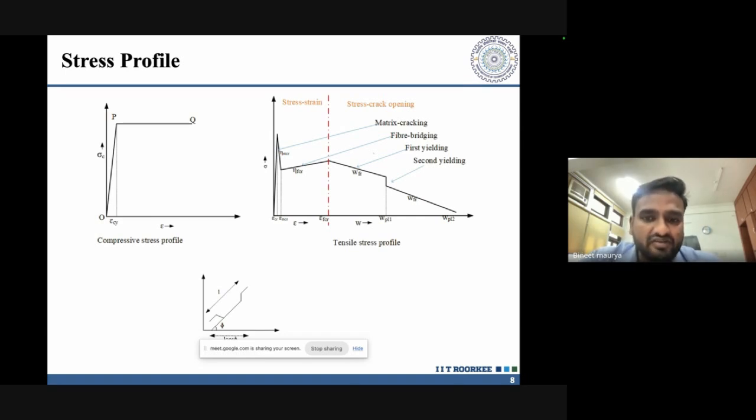So what will happen when the fiber tries to get pulled out? There will be yielding, because the fiber is hooked. At two different points there will be yielding, and simultaneously it will yield and get pulled out. While pulled out, there will be some loss of frictional resistance, and once both yieldings have been completed, there will be one more yielding. This is how the stress carrying capacity decreases, and again there is a loss of frictional resistance. So this is how the fiber orientation, the stress-strain approach and the stress-crack opening approach have all been considered in a model, and inverse analysis has been carried out.